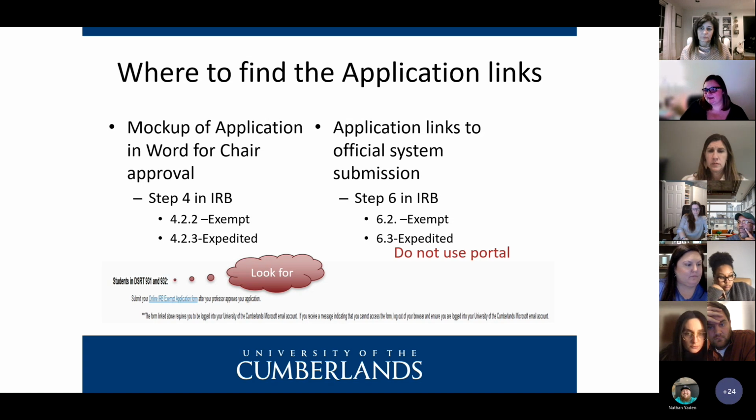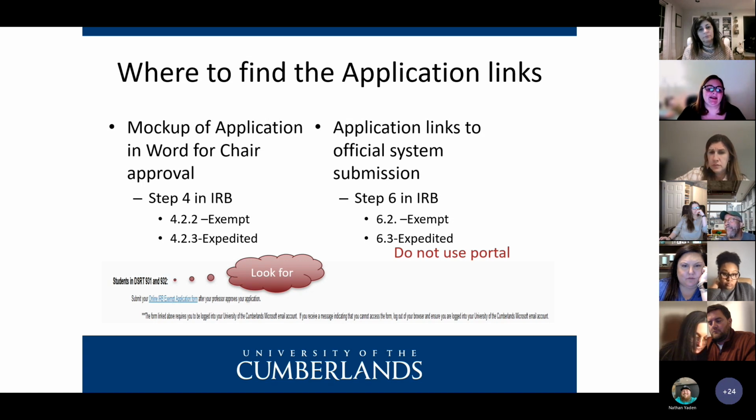Now the application links to officially submit in the system are going to be at the end in step 6. So that's going to be the last step that we have in the IRB steps. 6.2 is exempt and 6.3 is expedited. Do not use the portal directions. This is what you're going to look for.